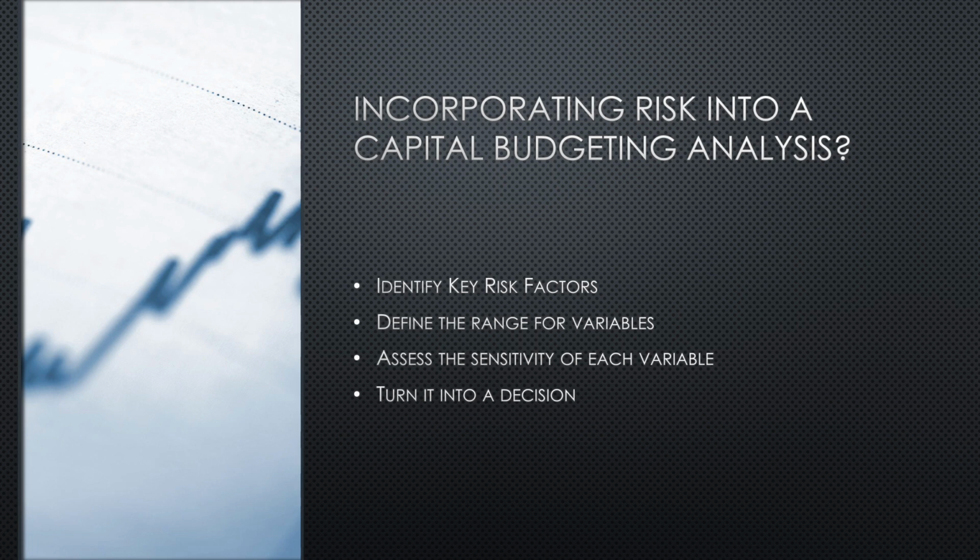Now, let's take a look at how a project's risk can be incorporated into a capital budget analysis. The first thing you want to do is to identify the risk factors. These include the variables that are most likely to introduce uncertainty into the project. Then you want to find the range for each risk factor to estimate the range of possible outcomes. Next, you want to assess the sensitivity by comparing how sensitive the project's financial outcomes are to changes in each variable, and then you're ready to turn that into a decision.